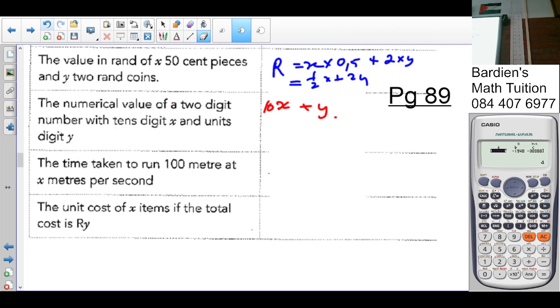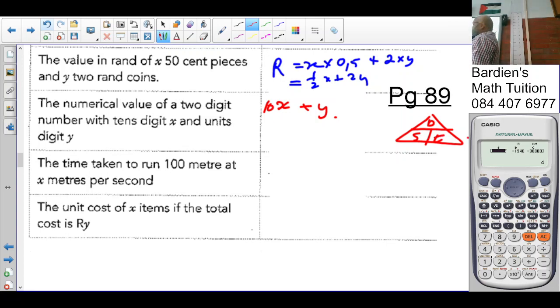The time taken to run 100 meters at x meters per second. So how do you work out time? There's the formula with distance, speed and time, is that correct? Yes. Right, you want to calculate the time. So T is equal to D over S. So your distance, 100 meters, over x meters per second: 100 over x. Okay, you guys got it?